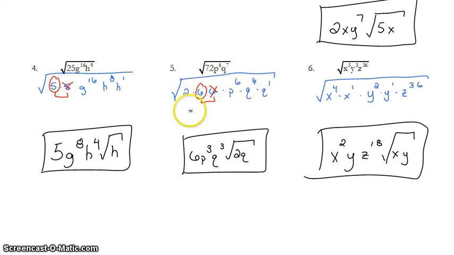I pull that 6 out, this 2 goes back in. P was already even, I cut it in half and pull it out. Q, instead of 7 I made 6 plus 1. Pulled half of my 6 out, left my 1 in.